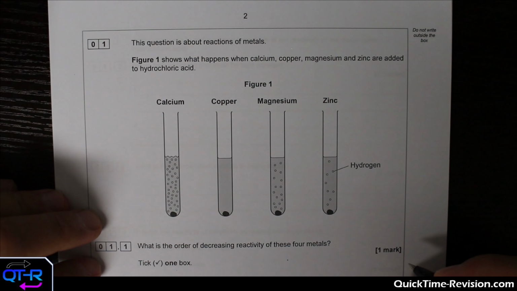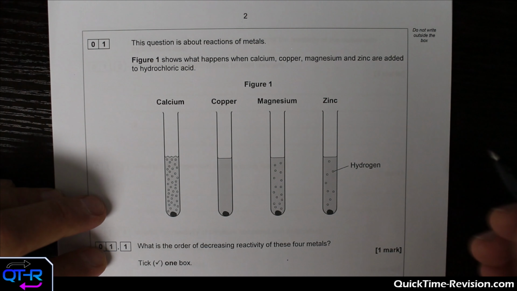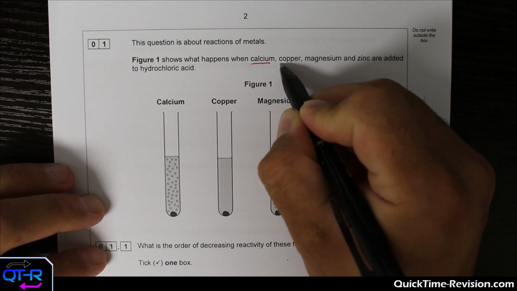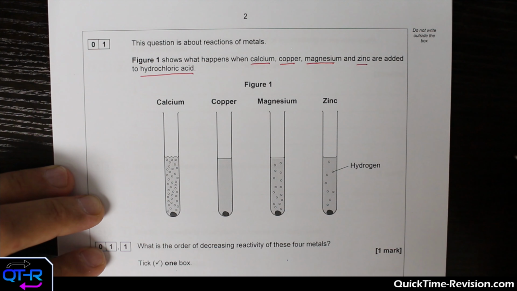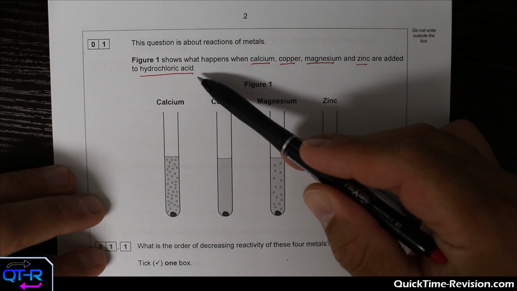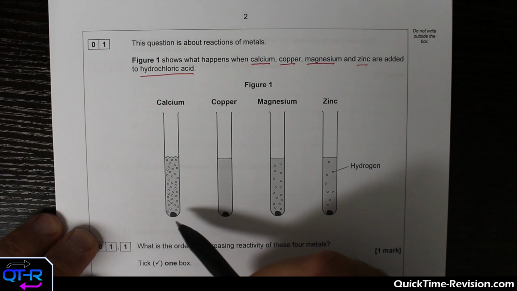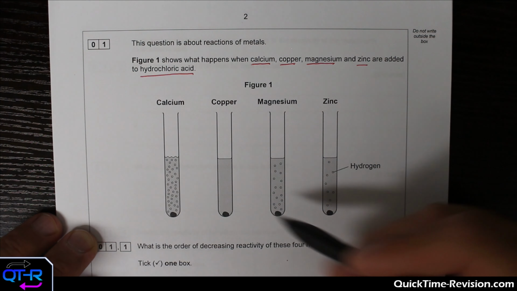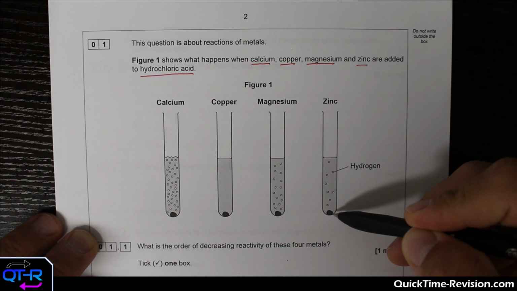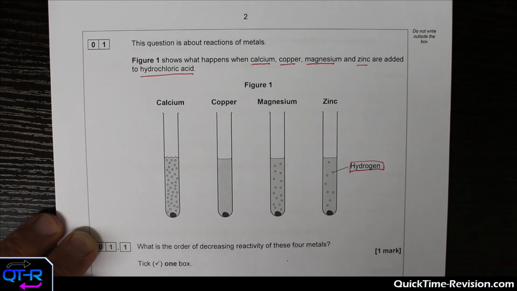Let's get into this. This question is about metals. Figure 1 shows what happens when calcium, copper, magnesium, and zinc are added to hydrochloric acid. So immediately we're looking at the reaction between the metal and hydrochloric acid. As we can see in the diagram in figure 1, we have calcium producing a lot of bubbles, copper no bubbles, magnesium less bubbles than calcium, and zinc is producing less bubbles than magnesium itself. And those bubbles are made of hydrogen gas, as stated in there, okay?